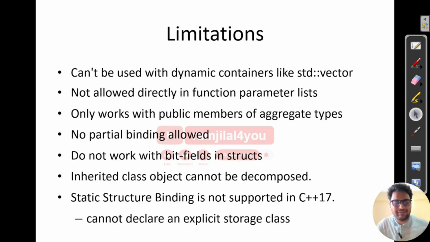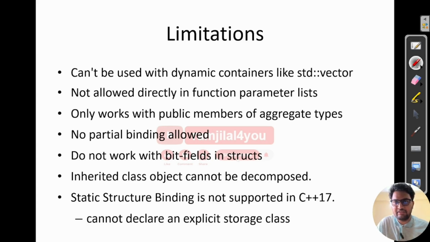These are the advanced usages of the structured binding. Now coming to the limitations of the structured binding. The first limitation is we cannot use it with dynamic containers like vectors, sets, or std::map. So these are the dynamic containers; there we cannot use the structured binding, but we can make use of these dynamic containers.